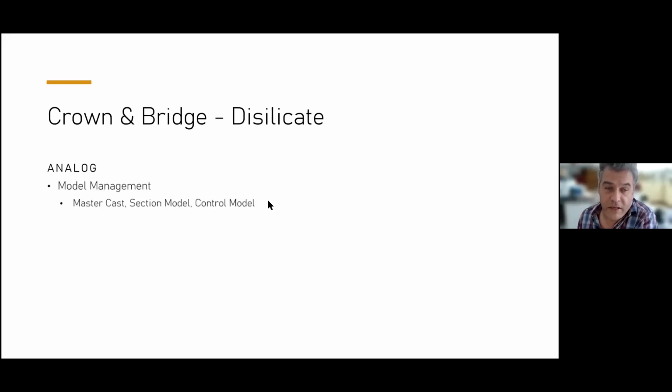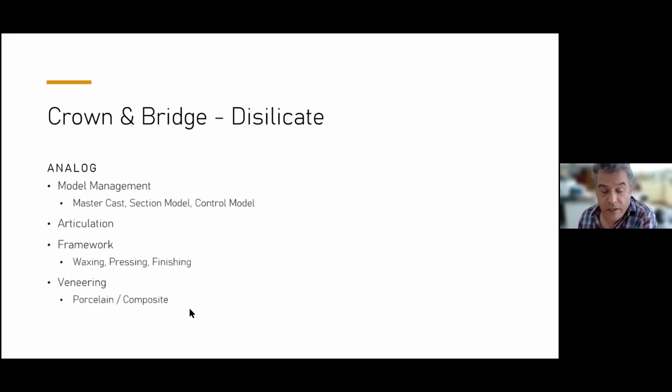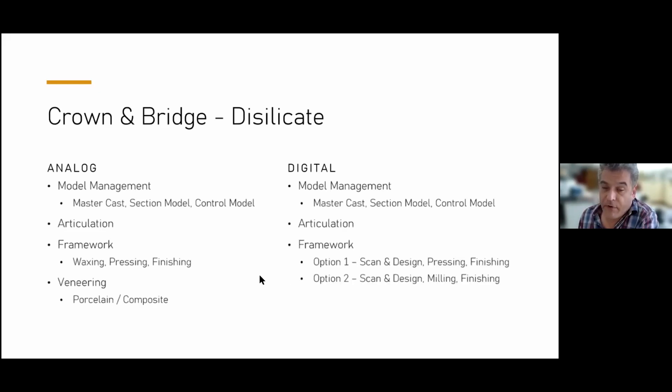If we do this in disilicate, we have the same thing. Model management, articulation, we wax, we press, we finish. After, if we need to, we put porcelain, not composite. Digital, the same thing. We can have again option 1 and 2. We can scan, design it, mill it in wax, press it, and finish. Or we can directly mill something out of a lithium disilicate block, sinter it after, and finish it. And of course, option 2 will save us some time in the whole process.